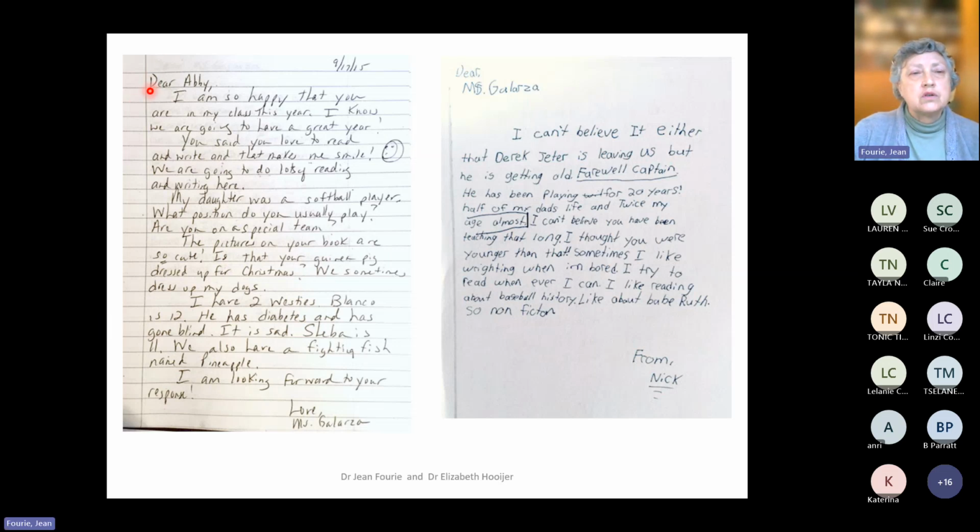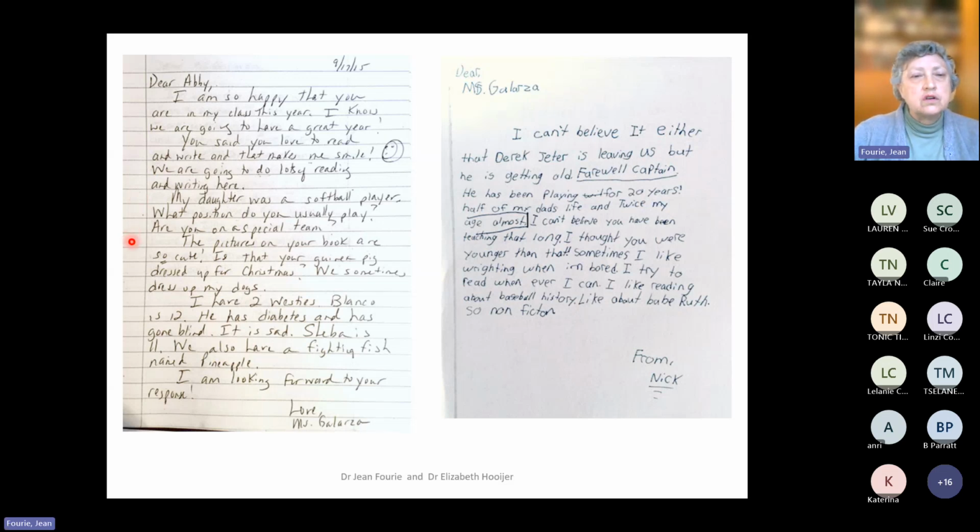So it's a personal thing. The teacher writes, "Dear Abby, I'm so happy that you're in my class this year. I know we are going to have a great year. You said you love to read and write, and that makes me smile. We're going to do lots of reading and writing." And also a crucial thing here is that children are learning to read other people's handwriting, and not only text that has been printed, because we also need to be able to read a variety of different fonts and different handwritings as well.